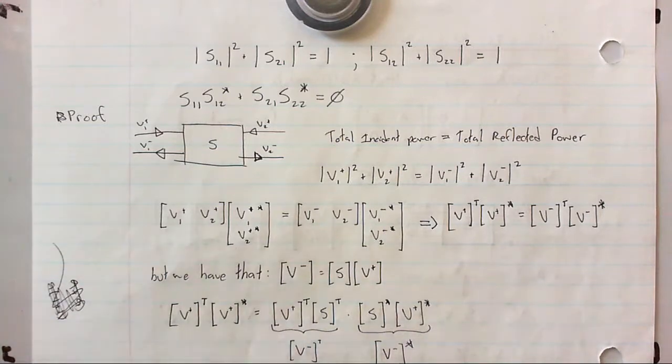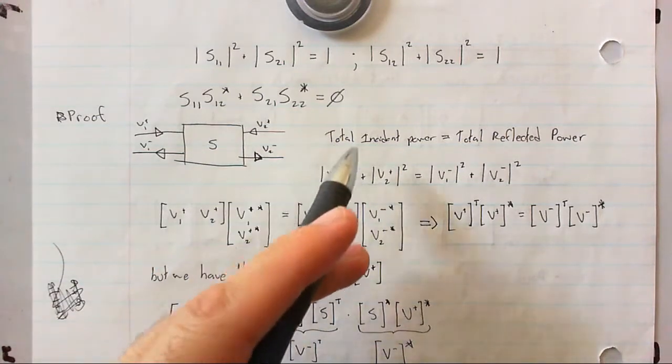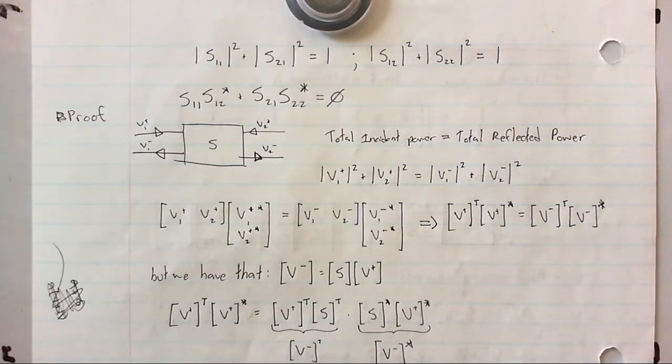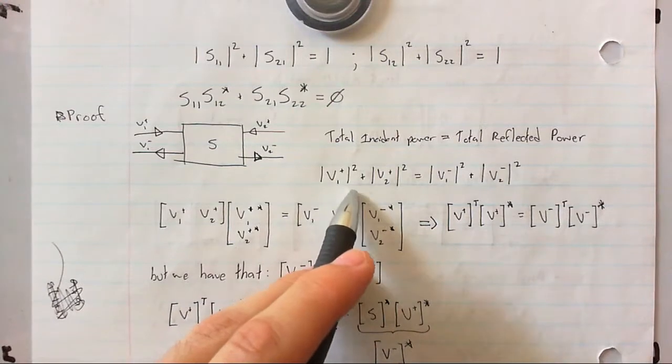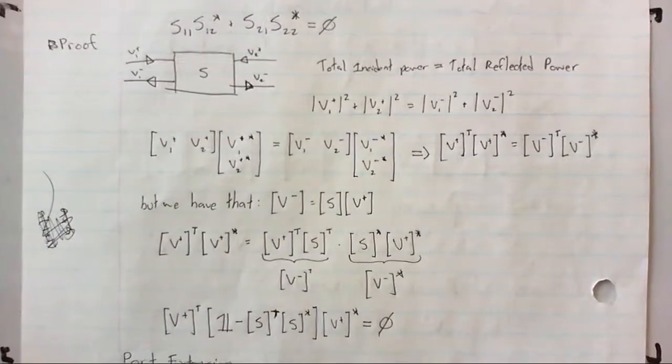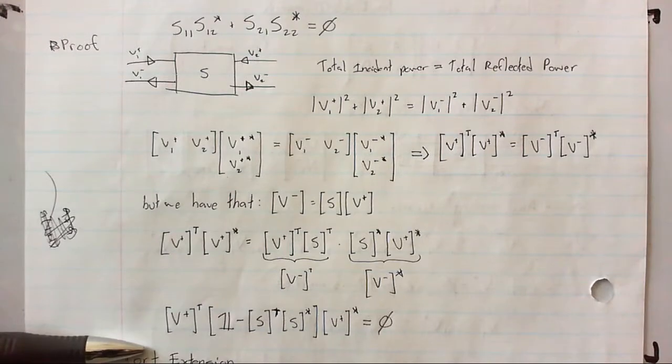So here's a little proof for it. If we're saying that it's a lossless network, it means that the total incident power is going to be equal to the total reflected or output power. So in which case then you've got all this going on. You can go through this if you want. You can pause the video right here and take a look at the math. I'll scroll it up a little bit there. This is the end of it.